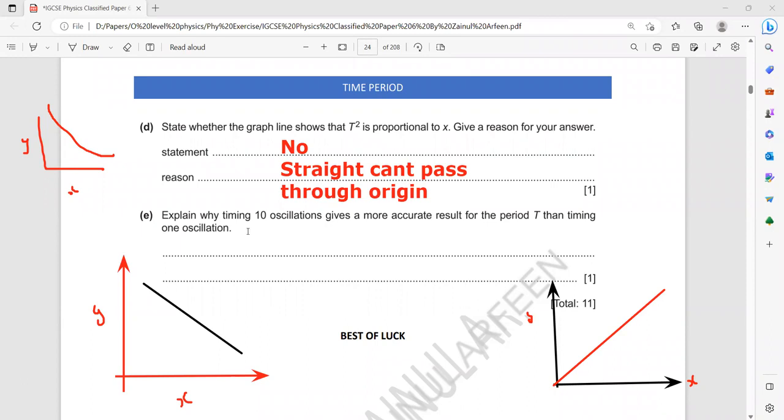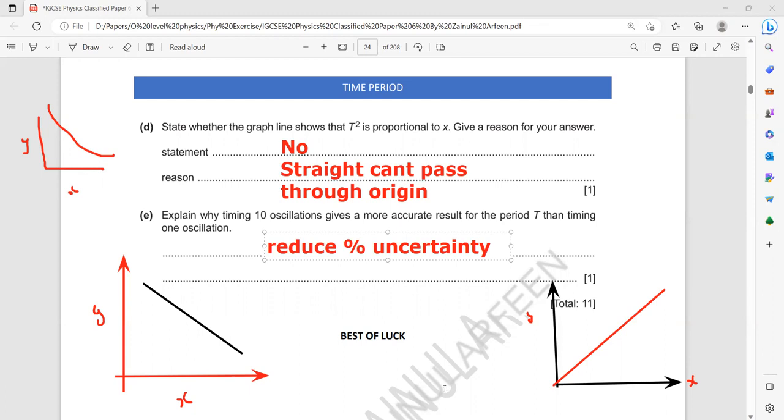Explain why timing 10 oscillations gives a more accurate result than timing one oscillation. So if we record the time for 10 oscillations, the best answer for this is that it reduces the percentage uncertainty. So this is the best answer. Whenever a question asks why, when we carry out the experiment multiple times, like for more swings, how it gives us an accurate result: it reduces the percentage uncertainty, or the error is less significant, or the error is spread out over the 20 oscillations.